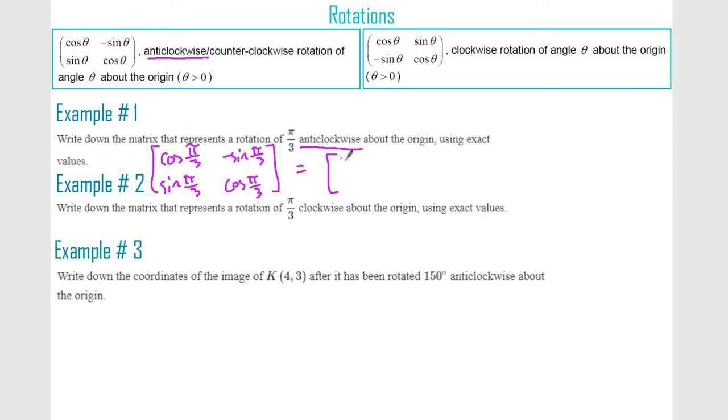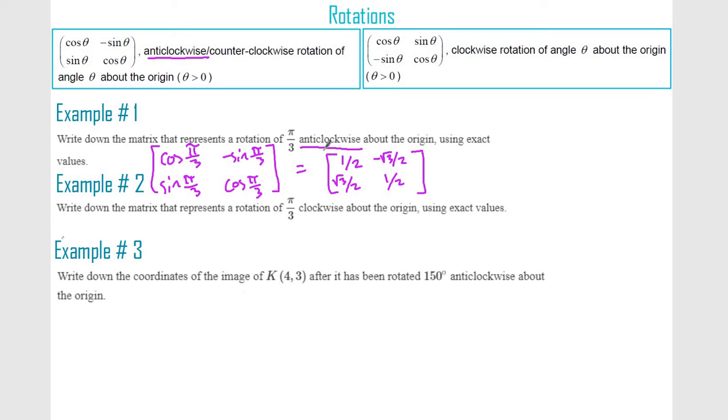All right, so then this one is going to be, what is cosine of pi over 3? That is 1/2. Sine of pi over 3 is √3/2, and here it's negative. Then it's √3/2, and then 1/2. So this is your transformation matrix. Okay, hopefully that makes sense.